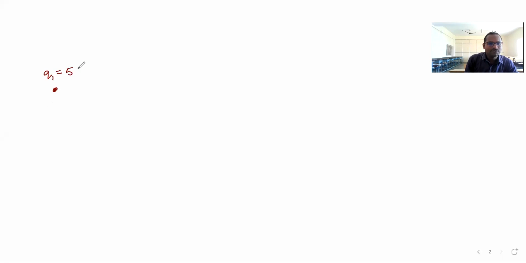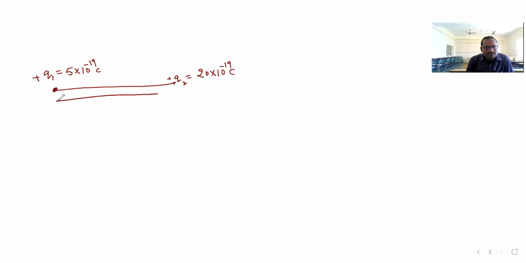5 into 10 to the power of minus 19 coulomb charge is there, Q1, and at some distance a Q2 charge is there, and that value is 20 into 10 to the power of minus 19 coulomb. Two charges are there and both are positive charges only. Clear, students? And these two charges Q1 and Q2 are separated by 2 meter distance.